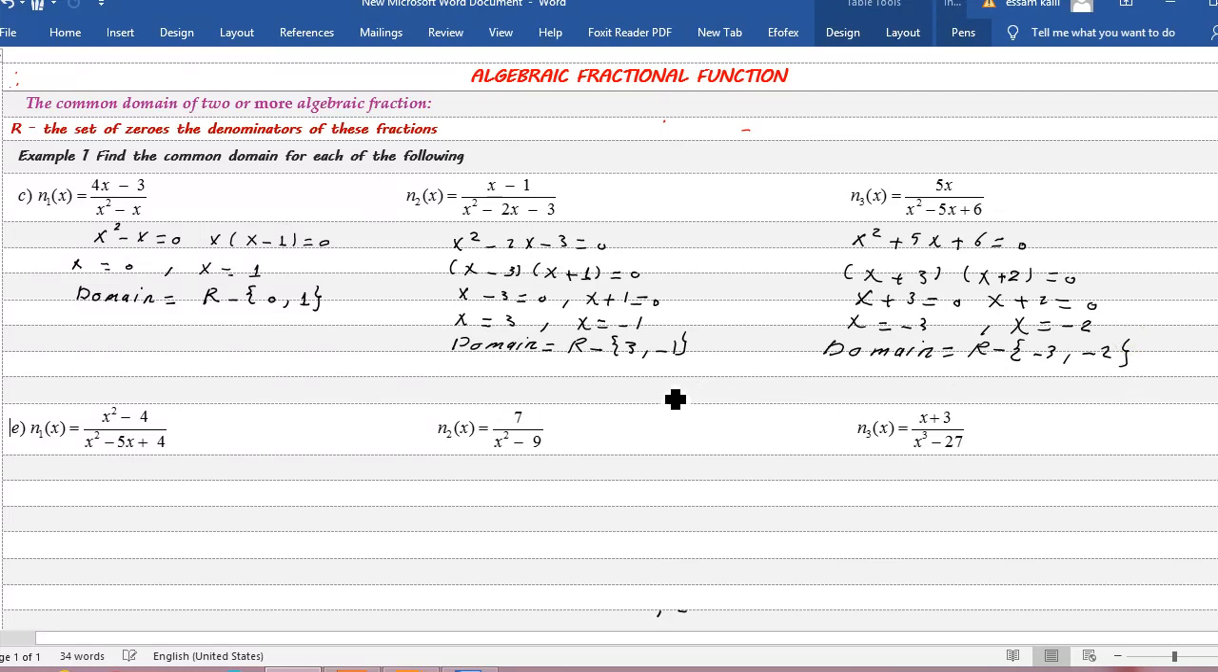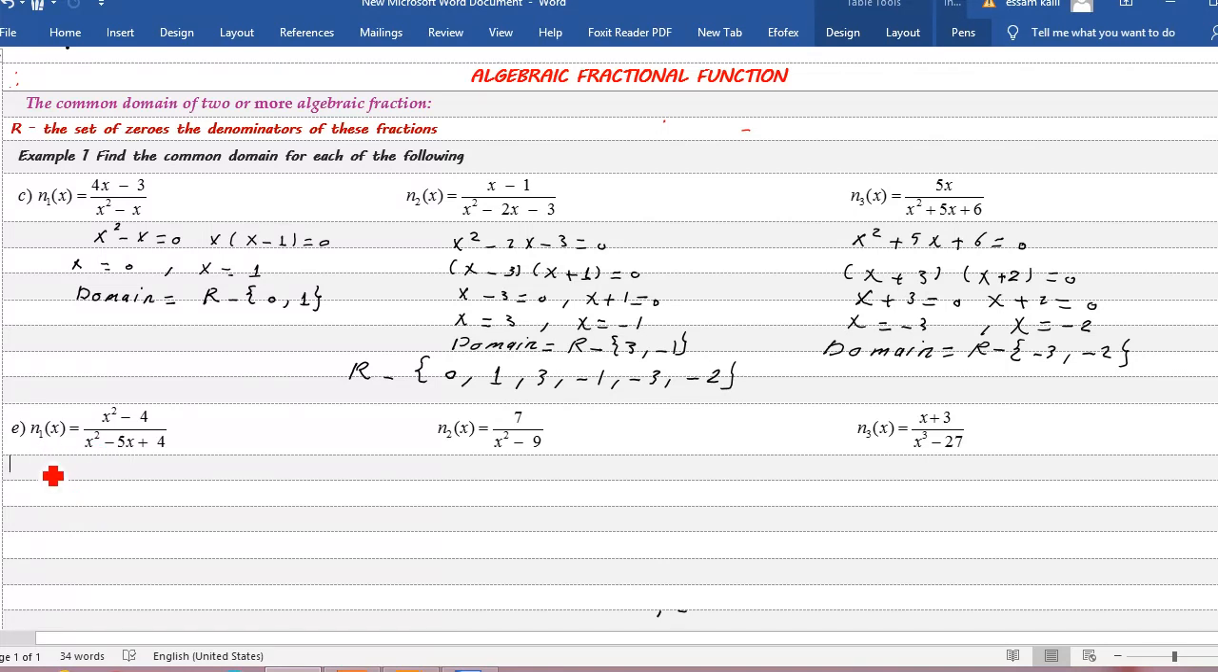Find the common domain. The common domain between n1 and n2 and n3, writing r difference, sets of zeros of the denominators equal what? 0, 1, 3, negative 1, negative 3, negative 2.